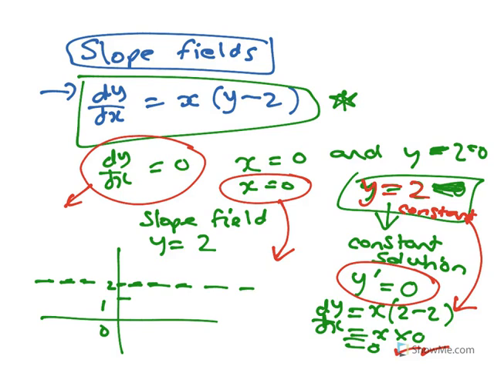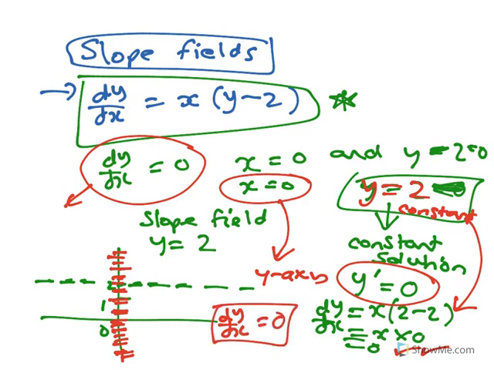X equals 0 is the y-axis. So you'd also get a horizontal line at x equals 0, which is like this y-axis as well, because when x equals 0, the differential equation will be 0. So all the way along there will be a horizontal line.